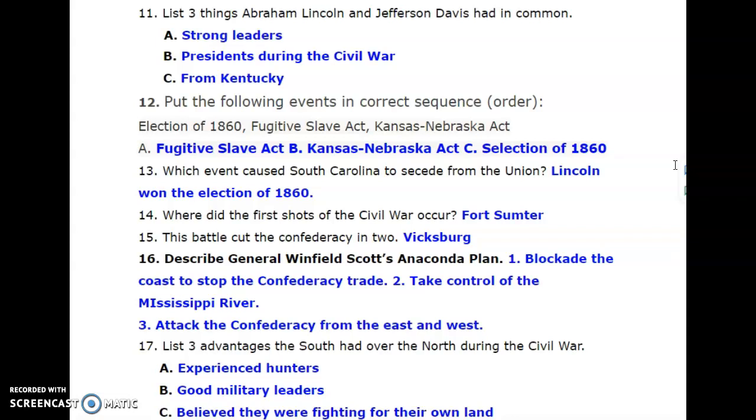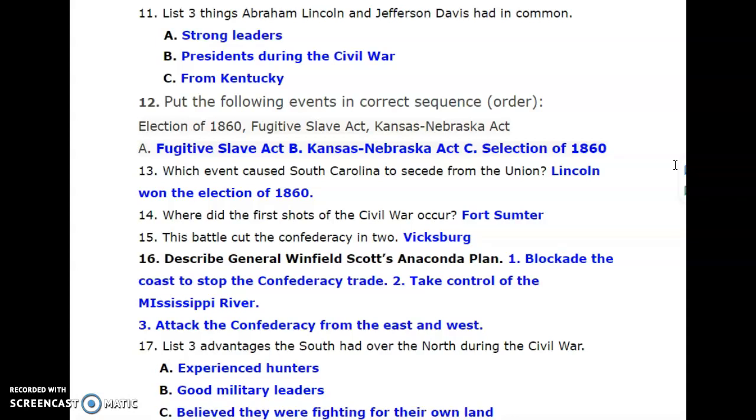And as a result, Vicksburg, which is situated right on the Mississippi River, allowed Winfield Scott's plan to be successful, because it cut off Texas and Arkansas, southern slaveowning states, from the rest of the South, which was an incredibly important accomplishment.